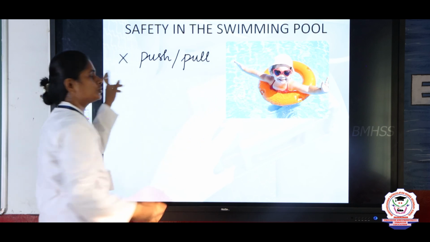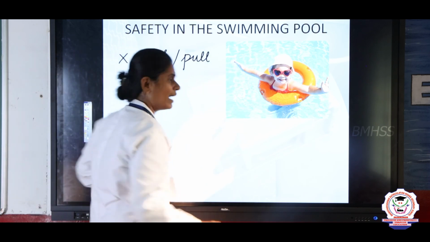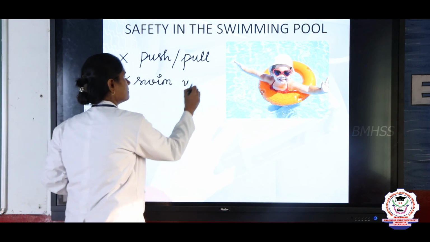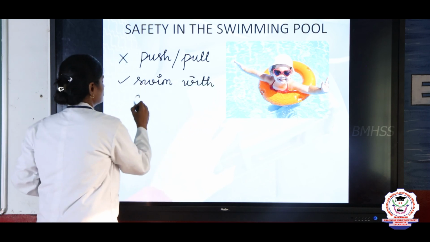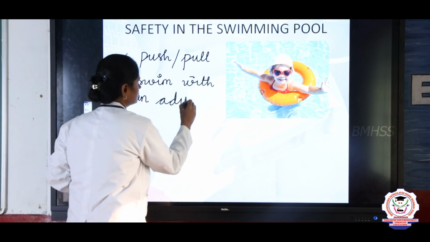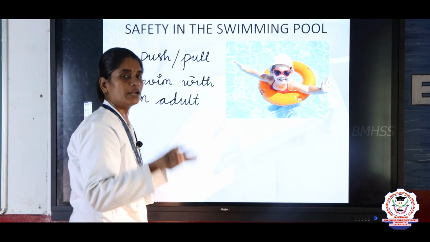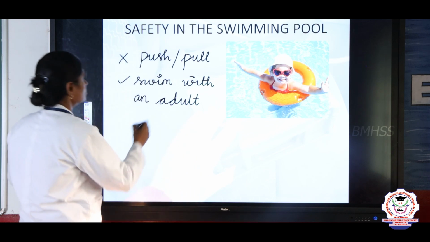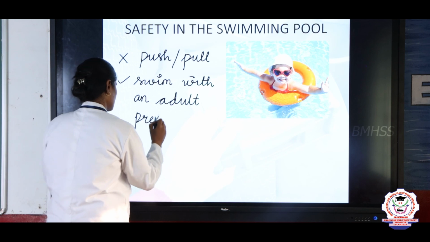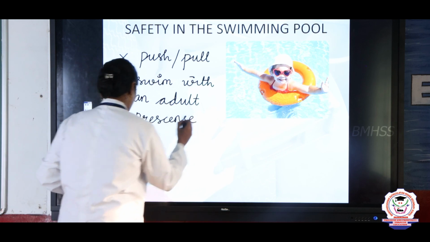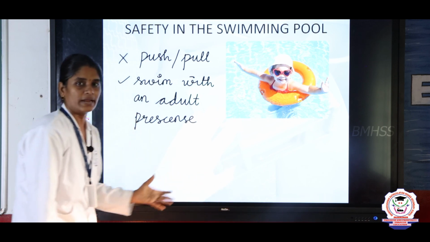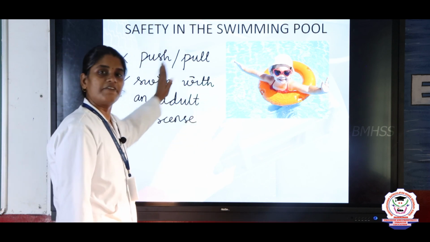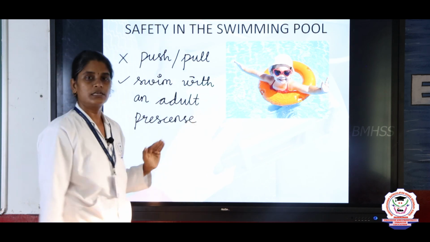Do not push or pull anybody near the pool, and always swim with an adult present. If an adult or a coach is present, then only you should swim. If you do not know swimming, do not ever dive into the swimming pool, right. So, adult presence. And do not ever try to jump into the swimming pool, right, and do not play near the swimming pool. These are all the safety rules that you must follow in the swimming pool, right.